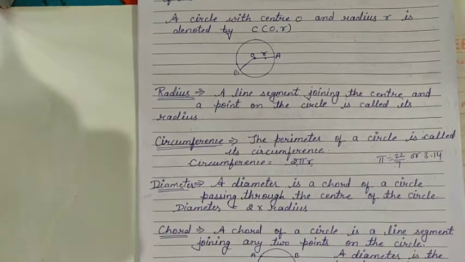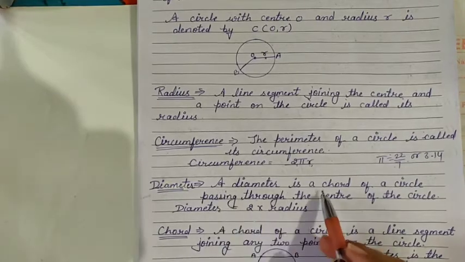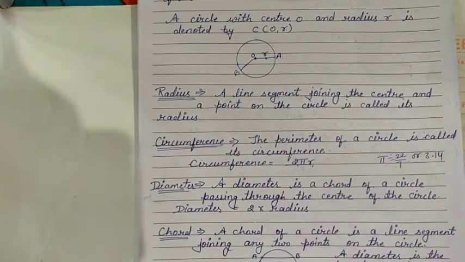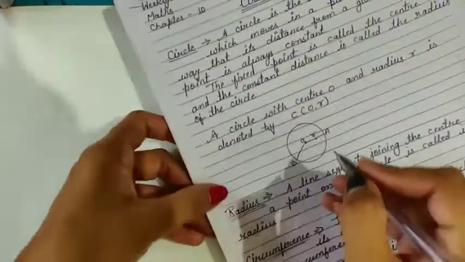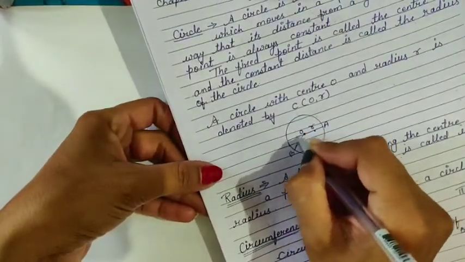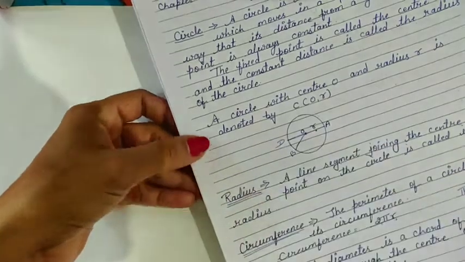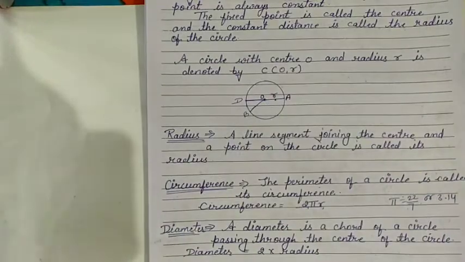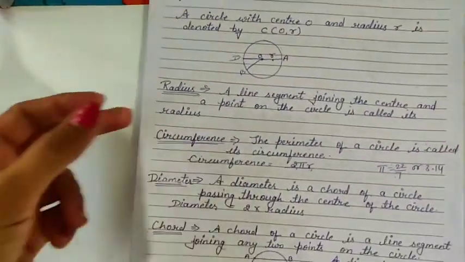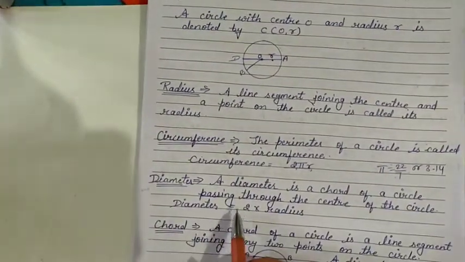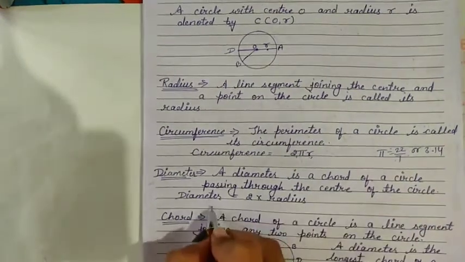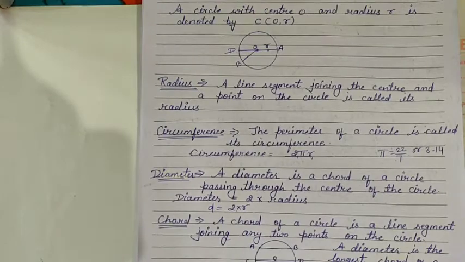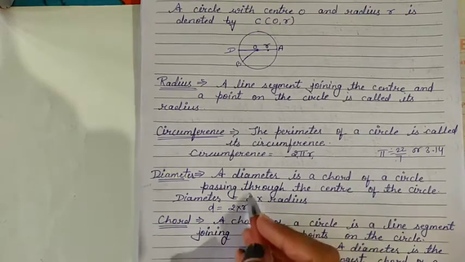Now diameter. A diameter is a chord of a circle passing through the center of the circle. This is diameter AD. This is a chord of this circle and it is passing through the center of the circle, and diameter is 2 times the radius. So diameter is equal to 2 into radius, so D is equal to 2 into R. Diameter is denoted by D and radius is denoted by R.